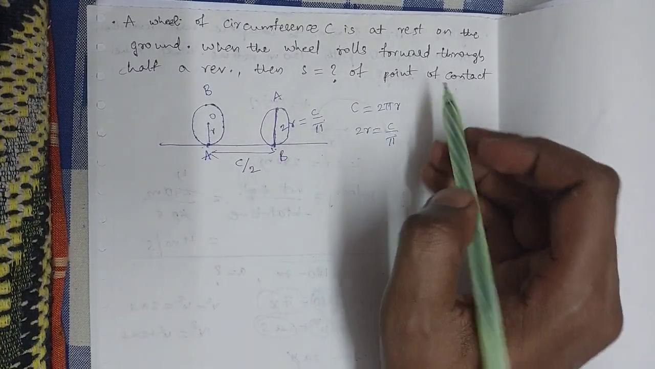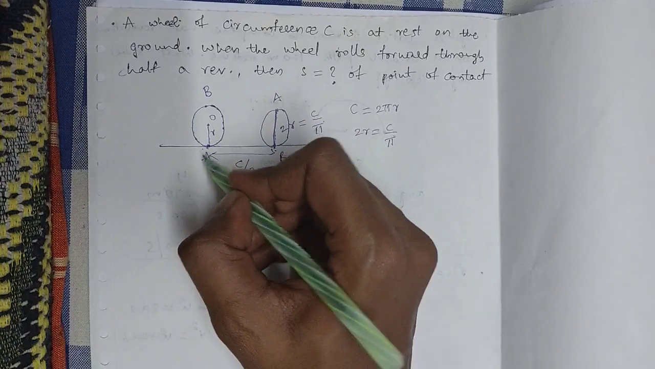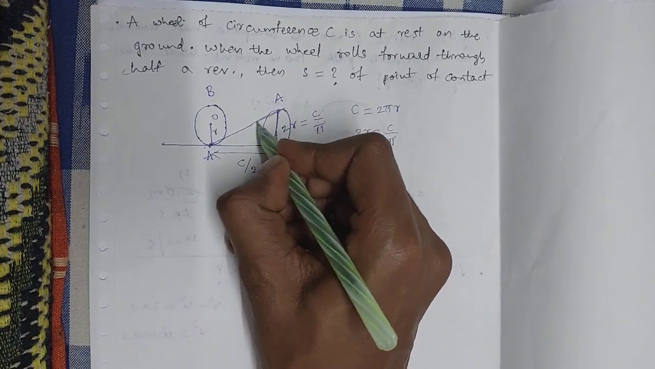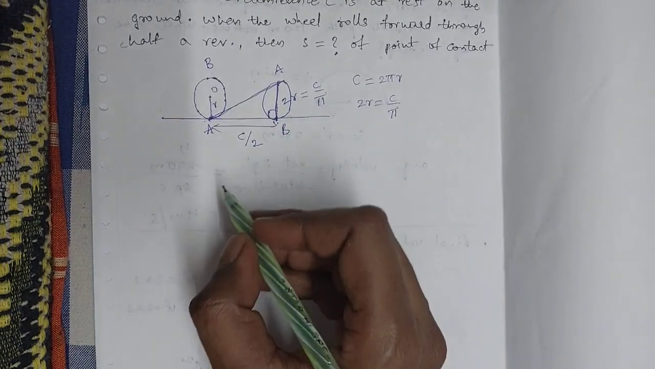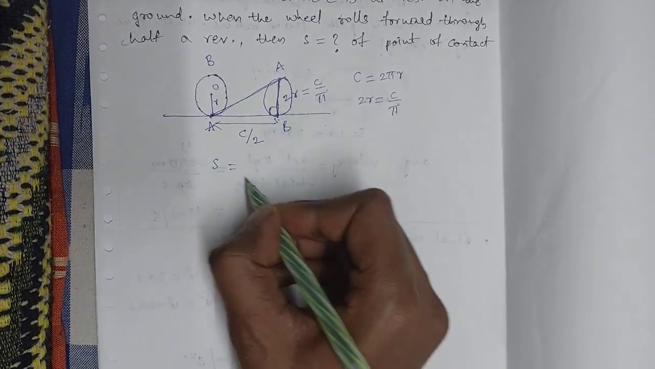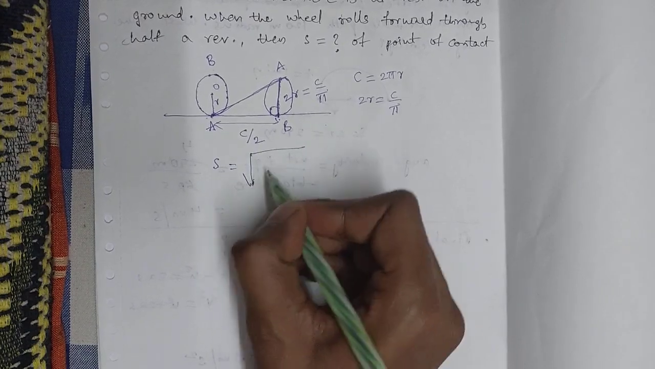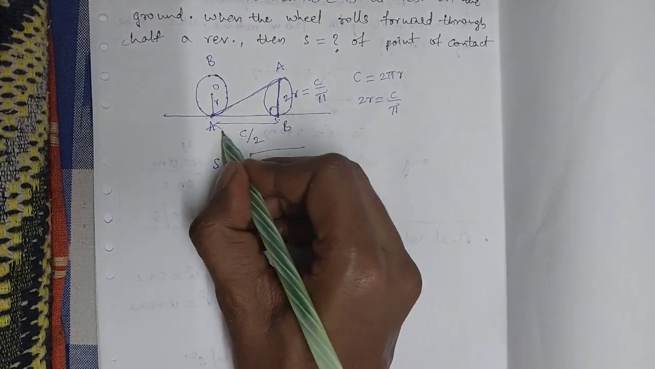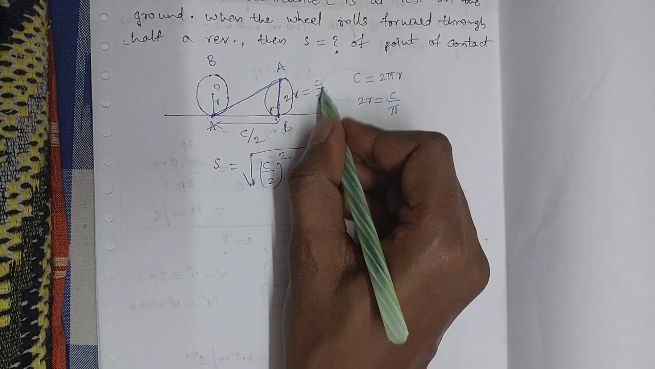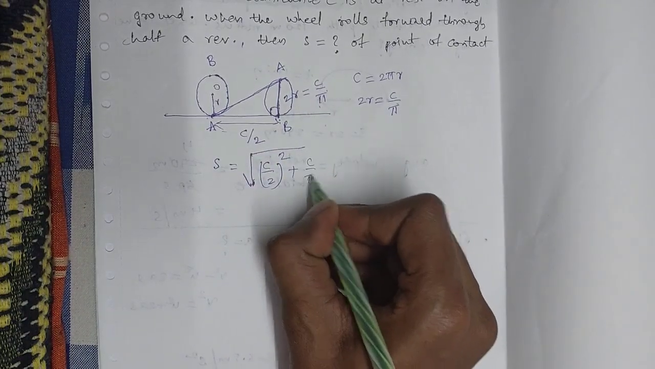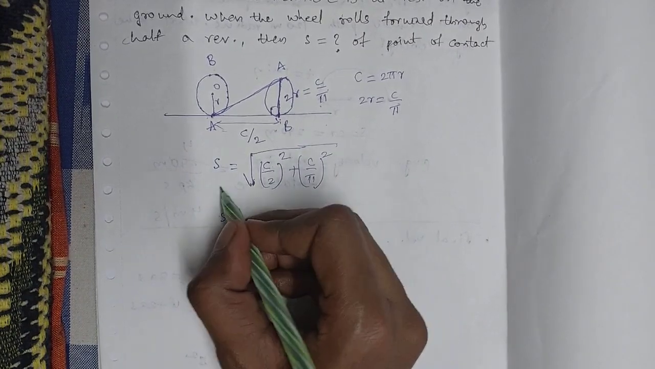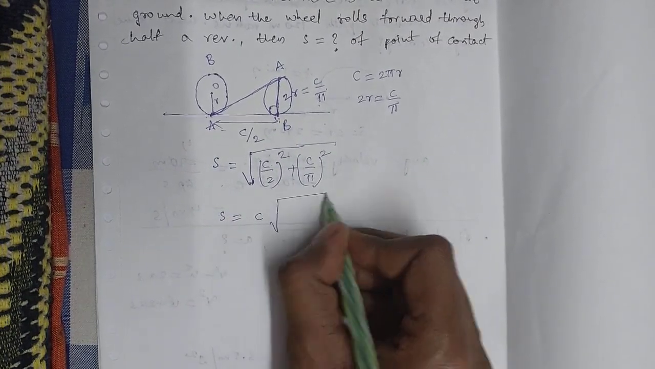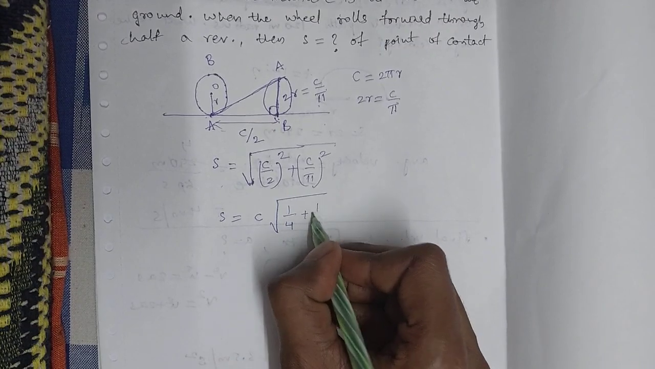Then he asked the displacement of the point of contact, which is what we have to find out. According to the Pythagoras theorem, the displacement of the point of contact is under root c by 2 whole square plus c by pi whole square. By taking c outside, it is c under root 1 by 4 plus 1 by pi square.